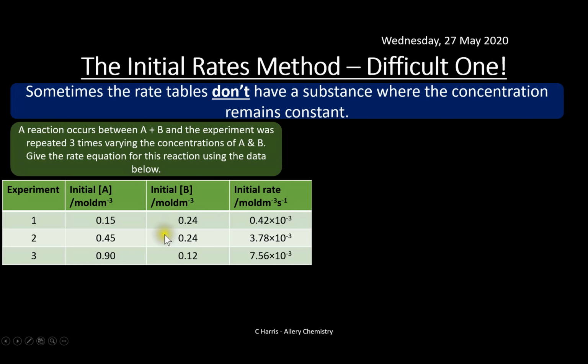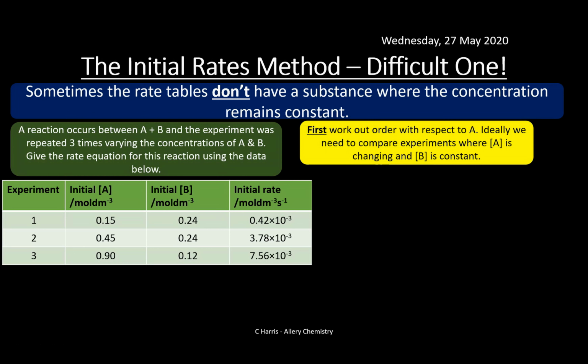Let's have a quick explore of our table here. You can see we have repeated it 3 times. We've got the concentrations of A and B, and then we've got our initial rates for each of them there. Okay, and we want to work out our rate equation, our rate expression. So the first thing we need to do is work out the order with respect to A.